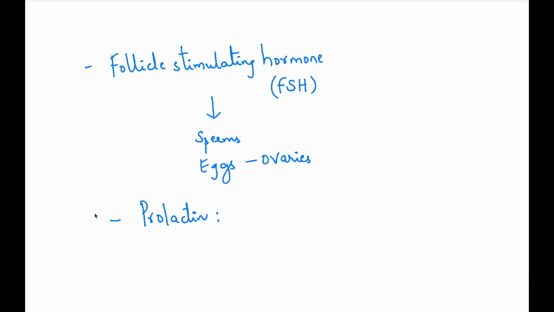Another important protein hormone is prolactin. So prolactin is a hormone that is important for the development of mammary glands in women, and it also plays a key role in the production of milk by mammary glands. So prolactin is also a protein hormone.